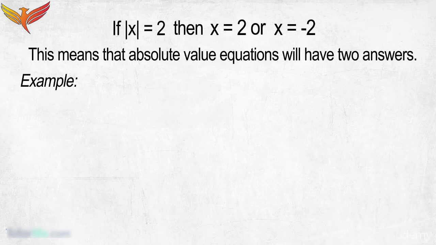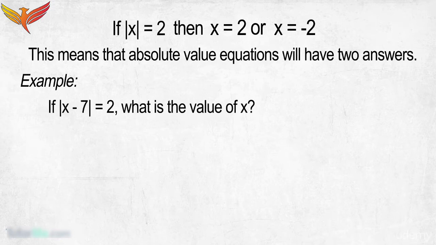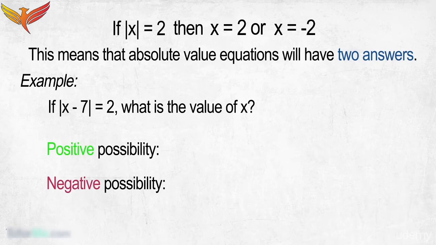Let's look at an example. If the absolute value of x minus 7 equals 2, what is the value of x? Well, we know there are going to be two answers, a positive answer and a negative answer. Let's start with the positive answer. x minus 7 equals 2. Simply add 7 to each side and we have x equals 9.